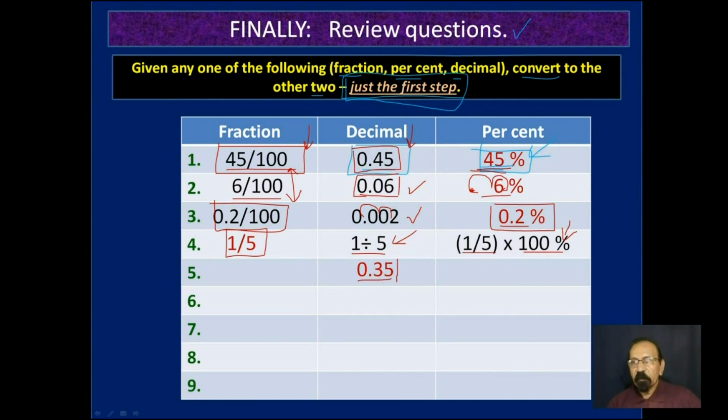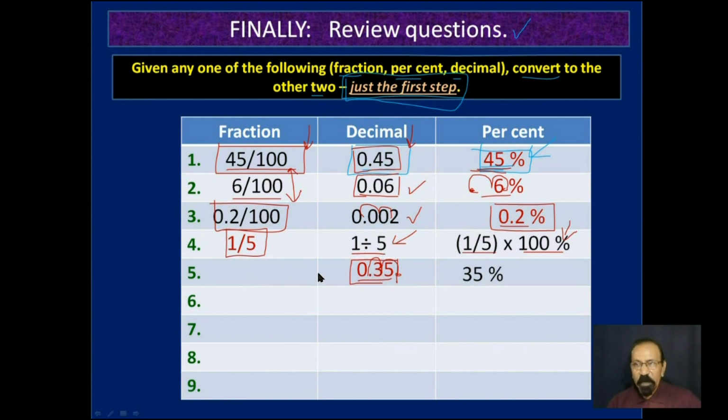0.35 as a decimal. Let's go to a percent first. We multiply by 100, which means that we shift the point 2 places to the right, which gives us 35%. Okay, now 0.35 as a fraction.